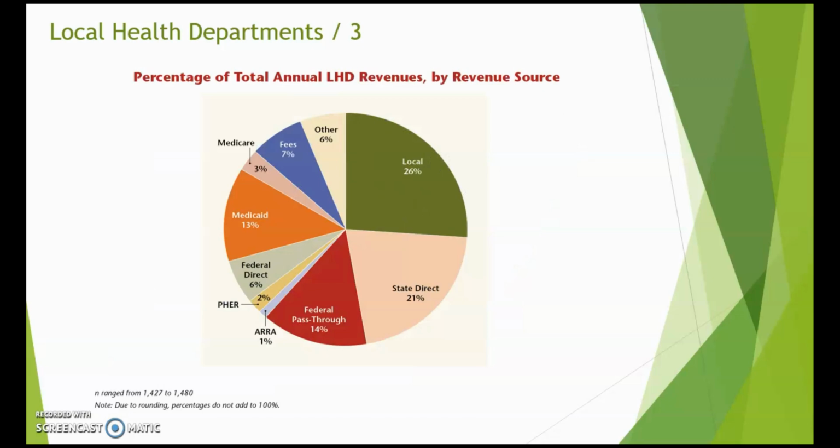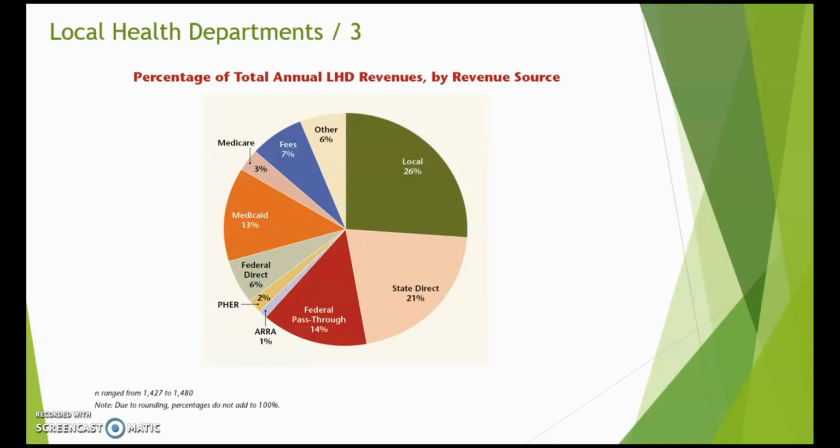Now, in this slide, in this pie chart, instead, we see the percentage of total annual local health departments revenues by revenue source. So as you can see here, you have the two biggest ones, local 26% and state direct 21%, immediately followed by federal pass-through 14% and Medicaid 13%.